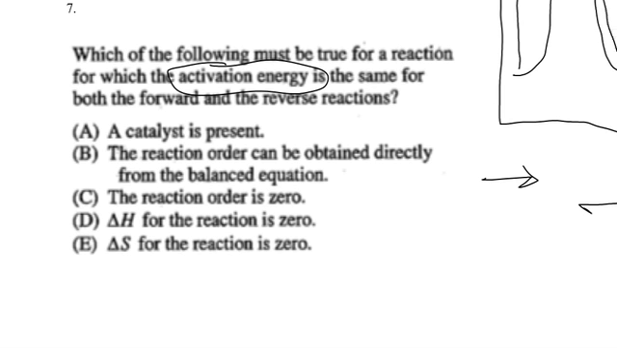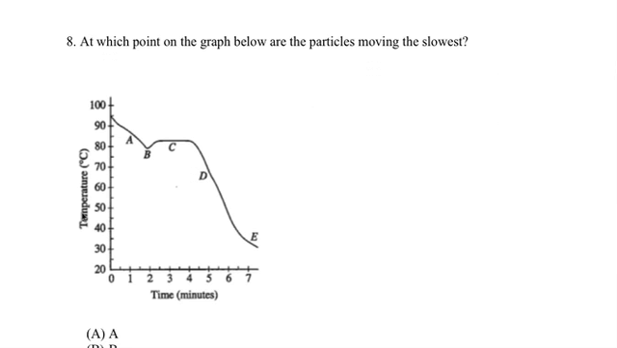So, if it's the same here as it is here, that means the difference from where you started and when you ended is the same. So, delta H in this case is going to be equal to 0. That's going to be D.